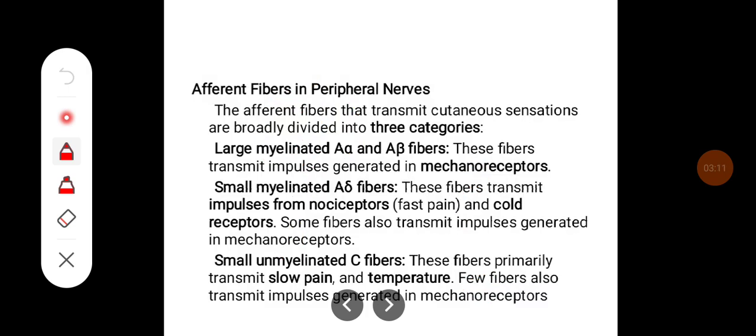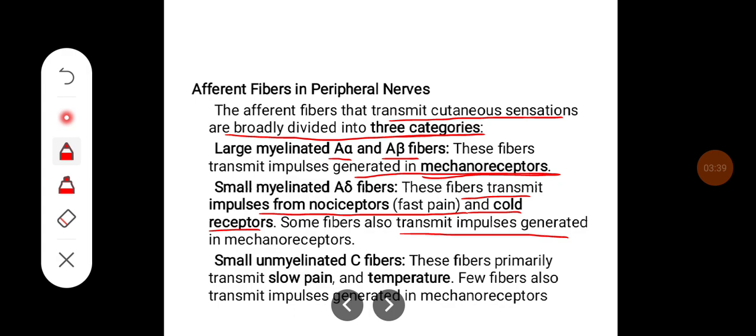Afferent fibers in peripheral nerves. The afferent fibers that transmit cutaneous sensation are broadly divided into three categories. Large myelinated A alpha and A beta fibers transmit impulses generated in mechanoreceptors. Small myelinated A delta fibers transmit impulses from nociceptors, that is fast pain and cold receptors. Some fibers also transmit impulses generated in mechanoreceptors, whereas small unmyelinated C fibers primarily transmit slow pain and temperature. Few fibers also transmit impulses generated in mechanoreceptors.